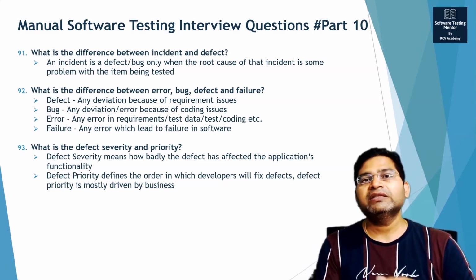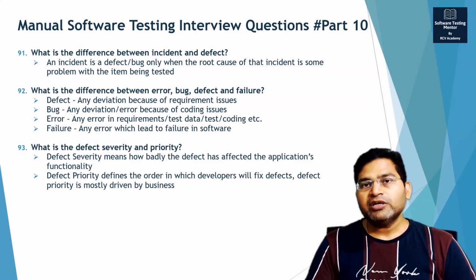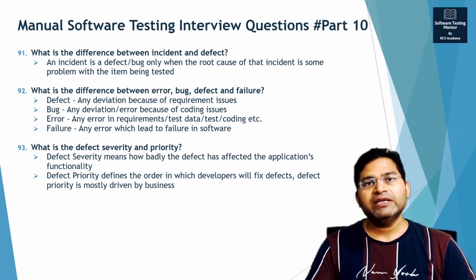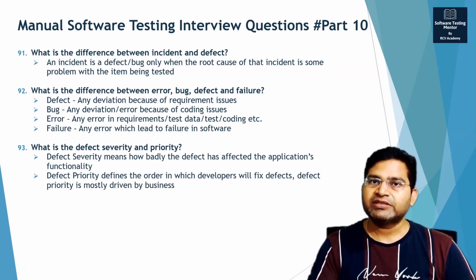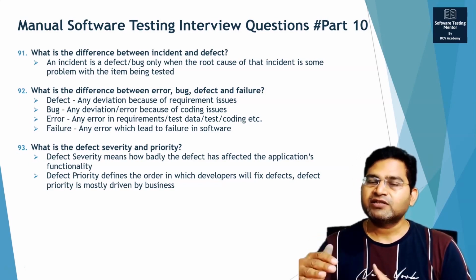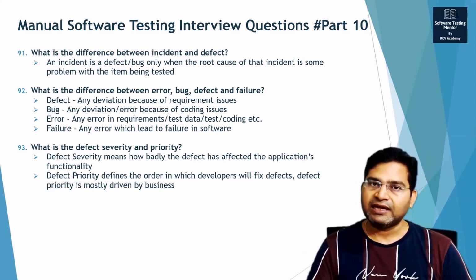There are other important stories and defects that need to be tackled in this particular sprint. So priority is mostly decided by the business or product owner, anyone who is from the business. They decide in what order the defects will be fixed by the development team. So that is basically what defect severity and priority are.